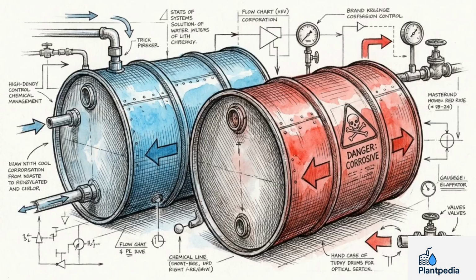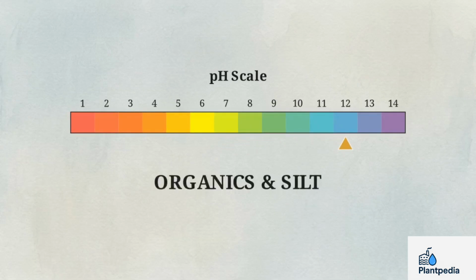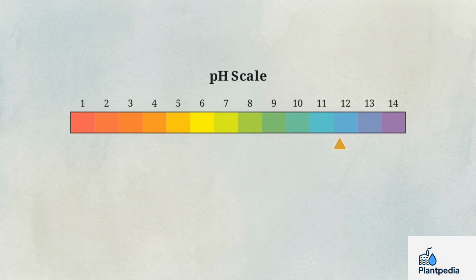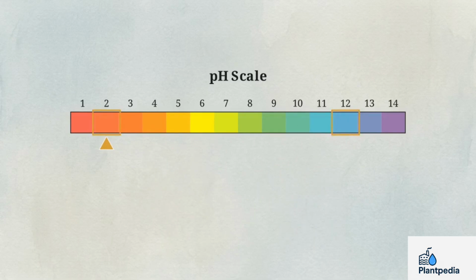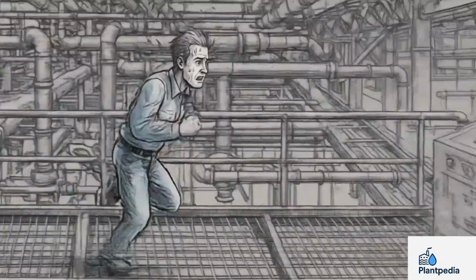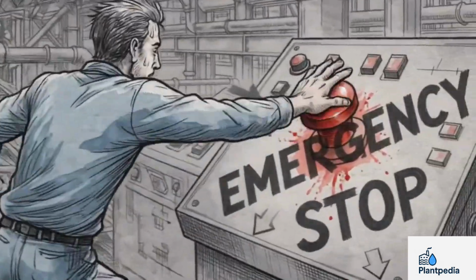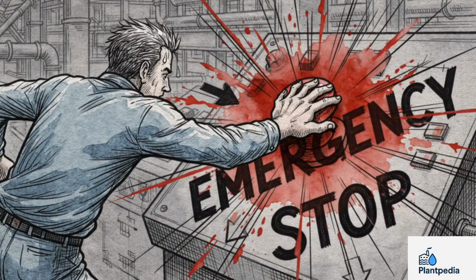The protocol utilizes 2 targeted washes to recover performance. An alkaline wash at a pH of 11 to 12 removes organics and silt, while an acidic wash at a pH of 2 targets inorganic scaling. That chemical recovery is standard for brackish water, but a seawater system entering Zone 3 with an SDI above 5 requires an instant emergency plant stop.